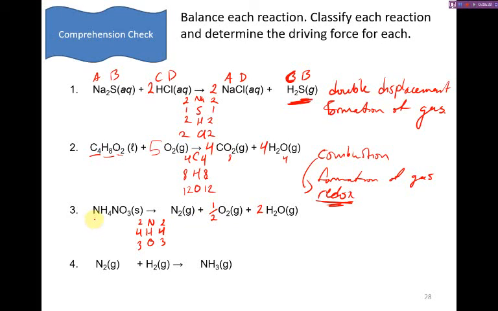So if we multiply everything by 2, then we get the coefficients of 2, 2, 1, and 4. And now it's still balanced, but we have our whole numbers. Just to double check, we have 1, 2, 3, 4 nitrogens on the left, 4 on the right, 8 hydrogens on the left, 8 on the right, and 6 oxygens on the left, and 1, 2, 3, 4, 5, 6 oxygens on the right. Great. This is a decomposition type reaction.